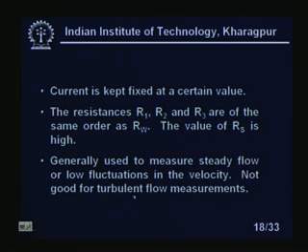This constant current type is generally used to measure the steady flow or low fluctuations in the velocity, not good for very high frequency turbulent flow. We need some compensation. If you do the compensation using a lead lag network, I can make the circuit in such a way that I can measure much higher frequency. Otherwise, normally it is not suitable for high frequency fluctuations, so high frequency turbulence of the flow.